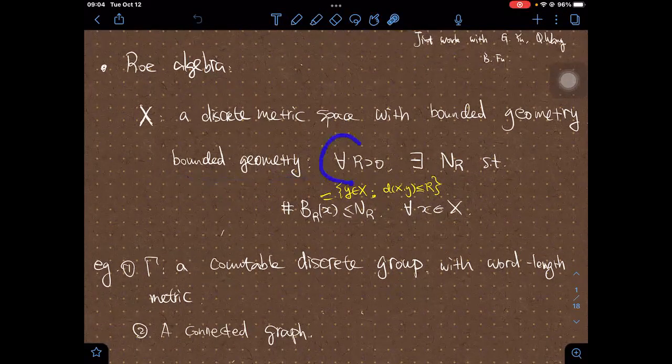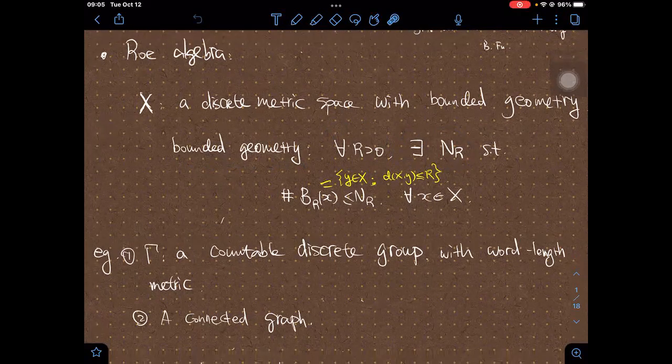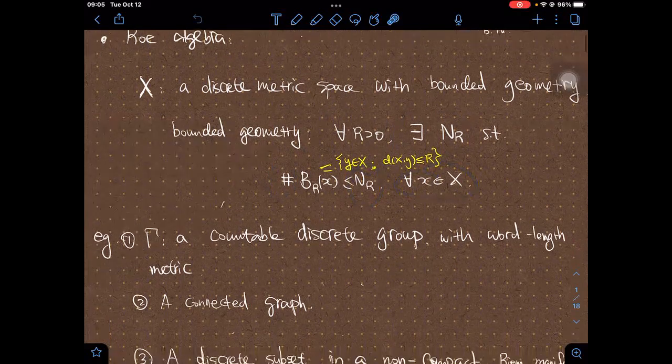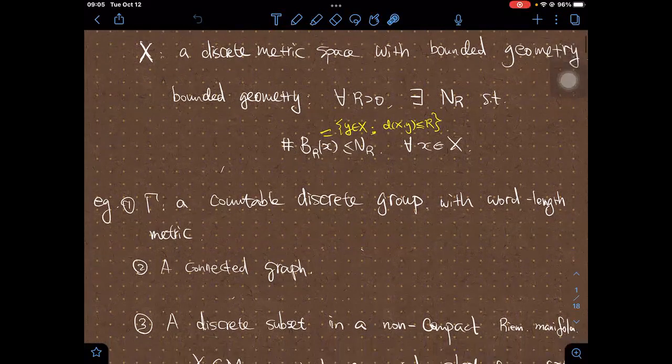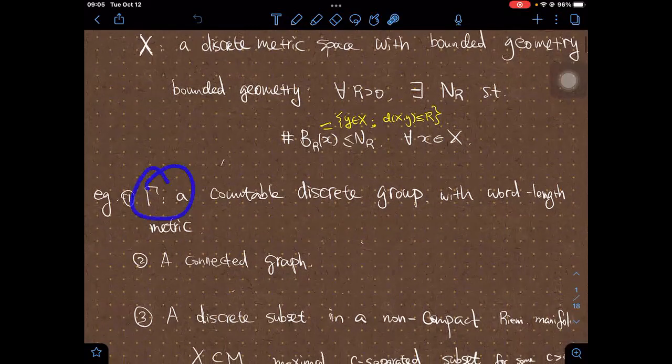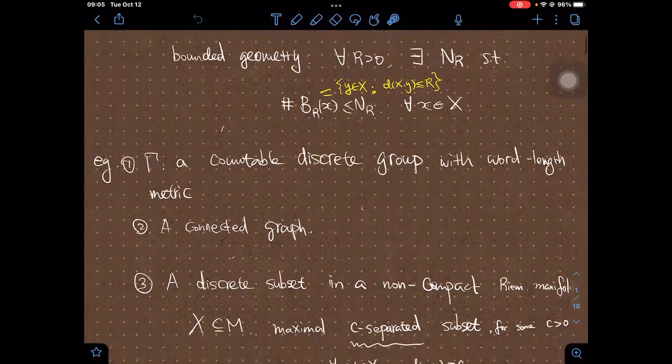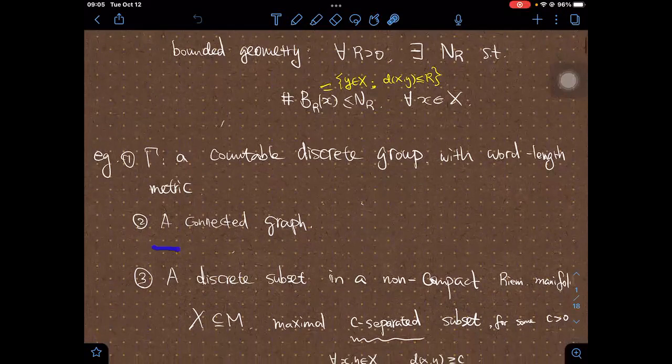If you fix any radius r, you can always find a constant N_r such that the number of elements in any ball with radius r is less than the constant N_r, for all the elements in X. So for example, we can consider X to be a countable discrete group with word length metric, and this is the most interesting example. A second one is a connected graph.